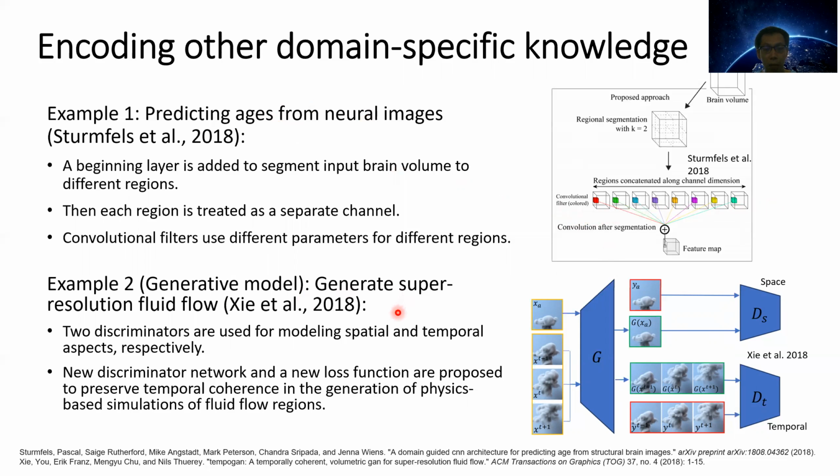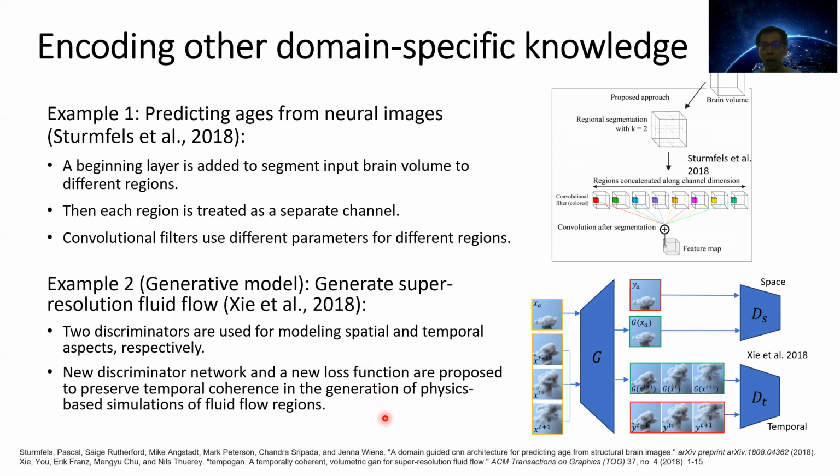And the second example is about data generation. Basically, we are trying to simulate super resolution fluid flow. This method is based, again, on the generative adversarial network. Remember, in a standard GAN-based model, we have a generator and a discriminator and they are competing with each other. Here they extend the standard GAN model by introducing two different discriminators. One discriminator is used to preserve the spatial coherence of the simulated data, and the other is used to guarantee temporal coherence. The design of both of these discriminators is based on certain aspects of domain knowledge in CFD.